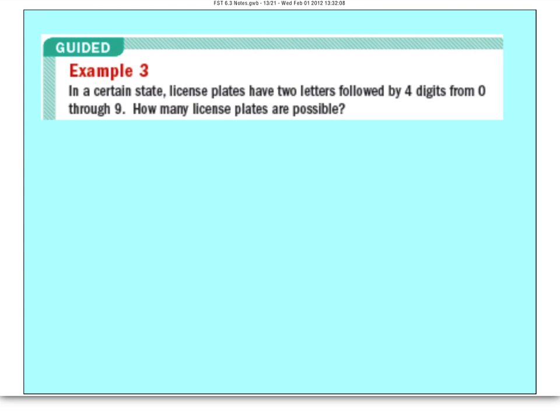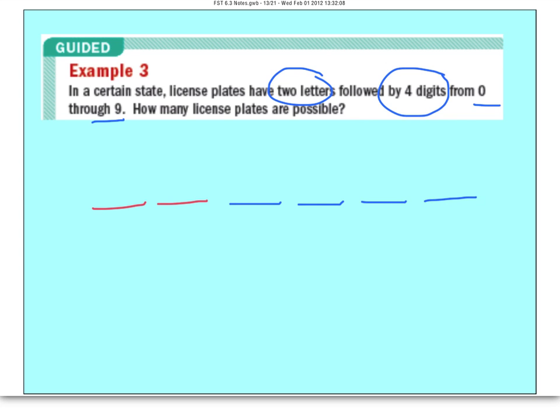Okay, let's continue on. A license plate. We have a license plate that has 2 letters followed by 4 digits. The digits can be 0 through 9. So I'm going to say the first 2 letters, and then we're going to have 4 digits. It's one long string. There's 26 letter options in the alphabet.